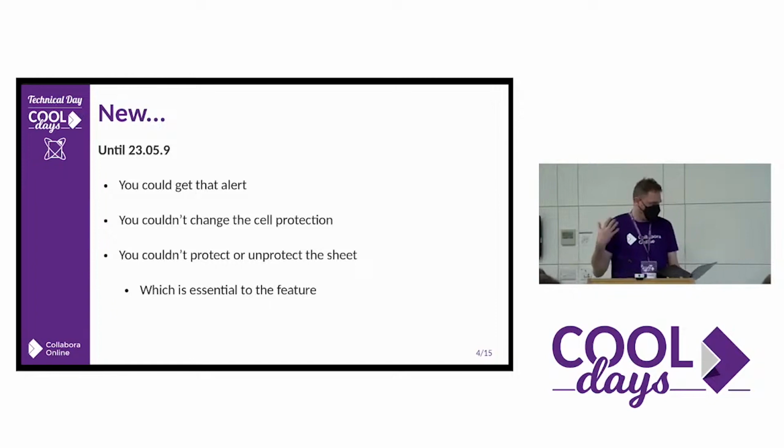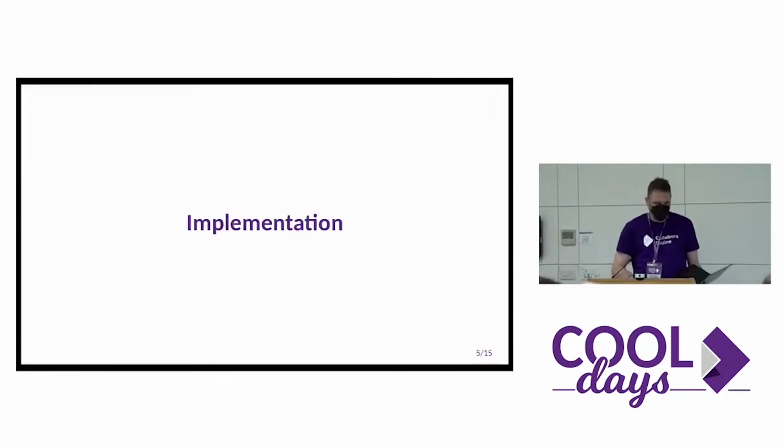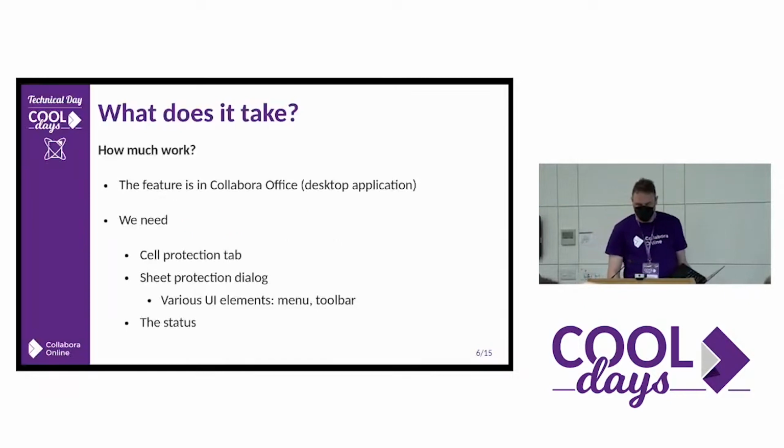And you couldn't even protect the sheet, which is the way the whole mechanism is enabled. Protecting the sheet is what triggers protecting the cells, otherwise nothing is protected. So we decided, let's go implement it. How much work is it?